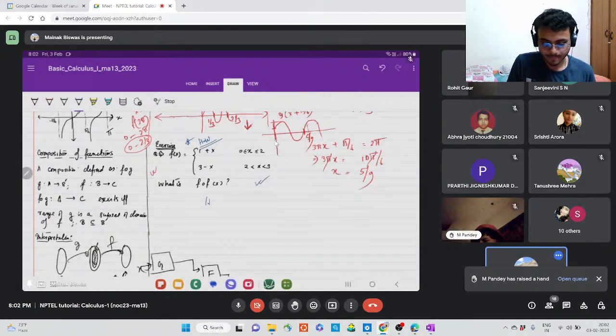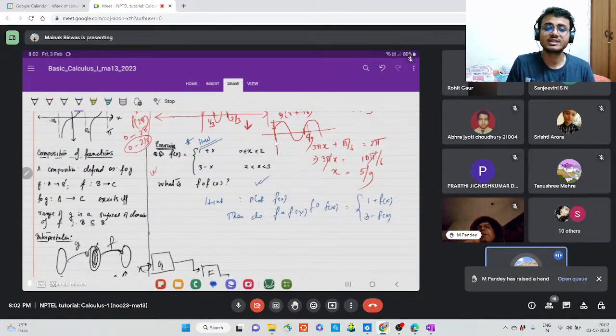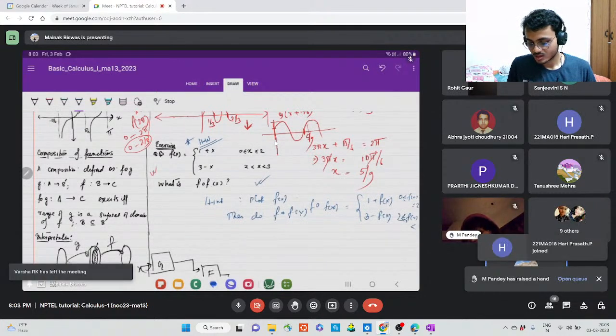I'll give you a hint. Plot f of x, and then do f of f of x. f of x is nothing but this. f of x is 1 plus, you will get this. Note, you don't need to even note it down. As I told you, everywhere there is x, you just put f of x, because it's f of x. So f of x is the variable here. So you'll have f of x between 0 and 2, just replace. This is the hint. I'll tell you to draw this curve and so on.